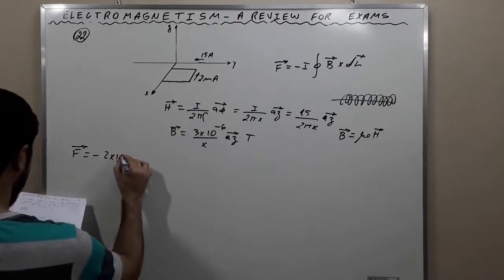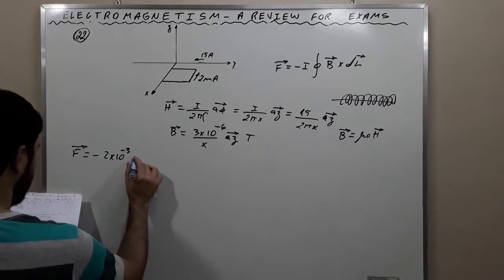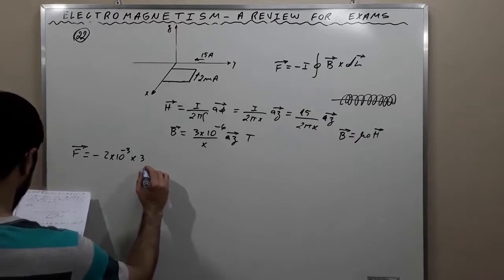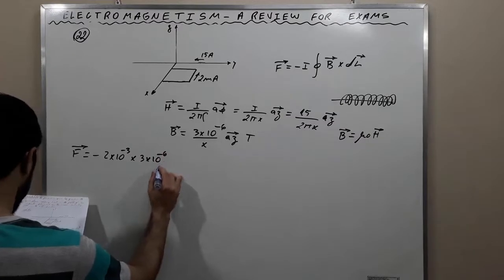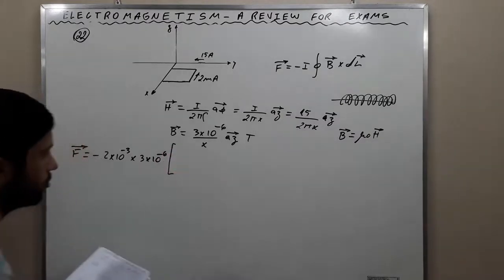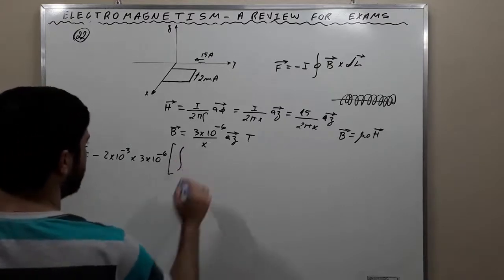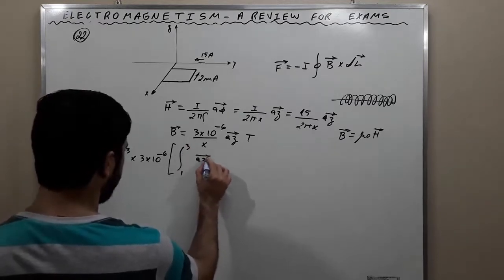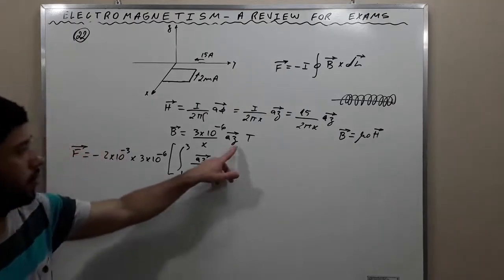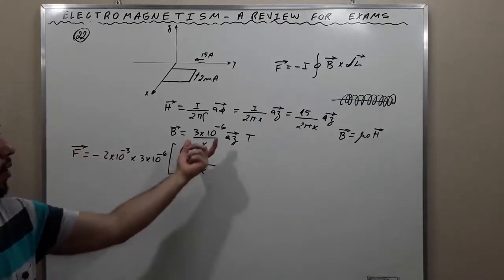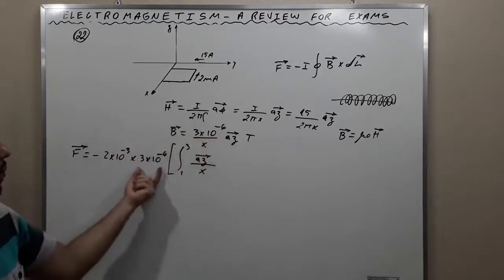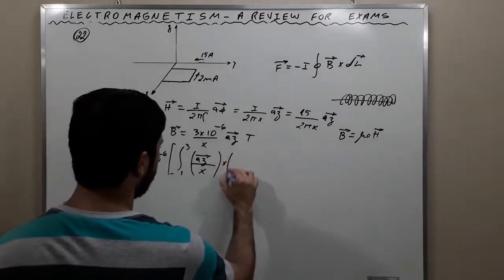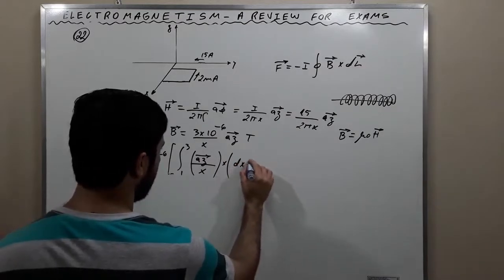2 times 10 to the negative 3 amperes times 3 times 10 to the negative 6. And now the integral from 1 to 3 of az over x. Here, az over x, we treated this as a constant and we put it out of the integral, in a cross product with dx ax.